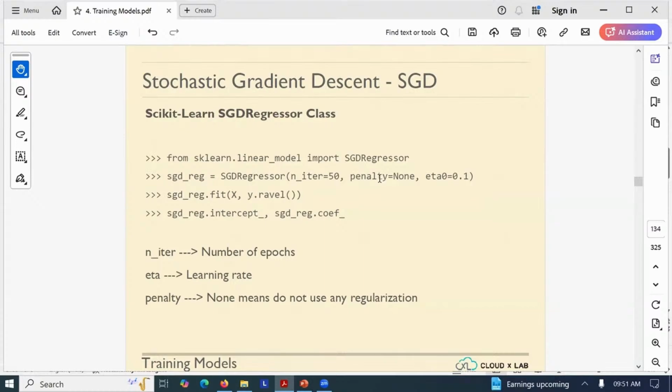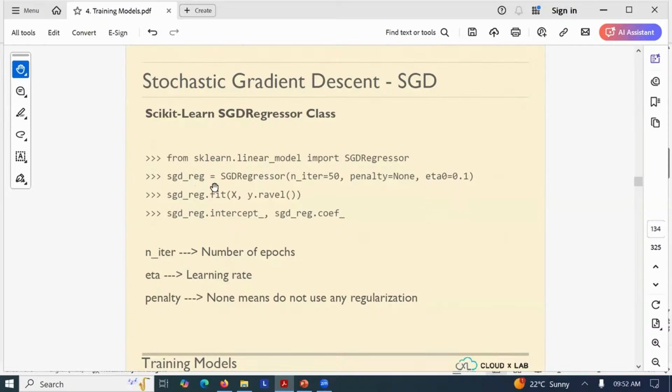Sometimes we also use regularization. Sometimes we want L1 regularization or L2 regularization to prevent overfitting. For that purpose, here we will use penalty. But here we are not using any regularization, therefore penalty is None. This penalty I will discuss later, right? Penalty is basically used to regularize our model to avoid overfitting, right? Okay. This eta0 is nothing but the learning rate, right?